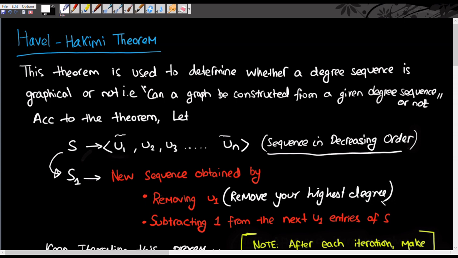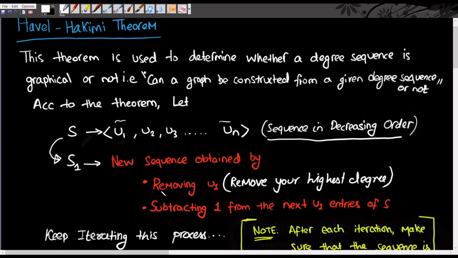from your degree sequence. What this effectively means is that you're removing the vertex which has the highest degree. Since you're removing the vertex with the highest degree, you will have to subtract 1 from the next u1 entries of S, because that vertex which you removed will be connected to u1 vertices. So you reduce 1 from the next u1 entries of S and you get S1.